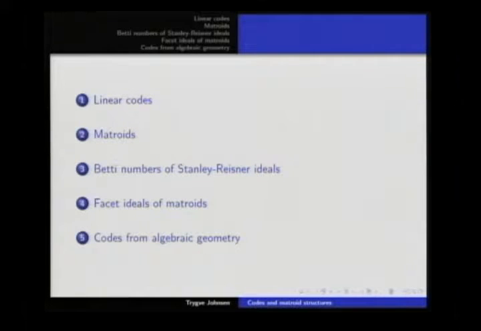The talk will be about linear codes, and then on matroids derived from linear codes. It will be on some Betti numbers for some simplicial complexes, facet ideals of matroids, and codes from algebraic geometry. I'm not sure if I will be able to talk on all of this, but we'll see.